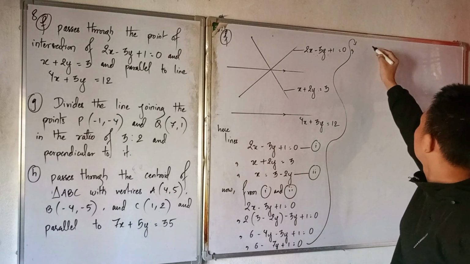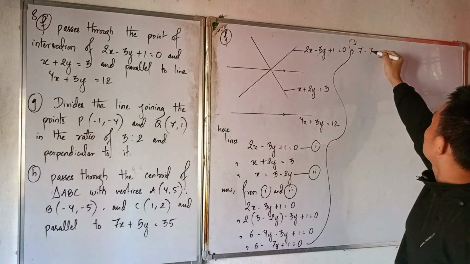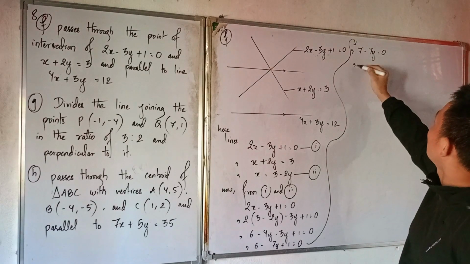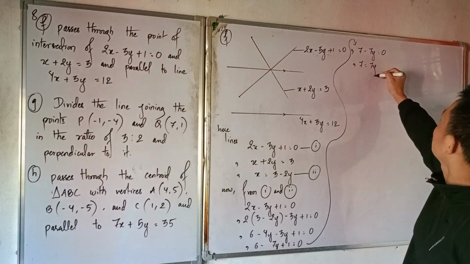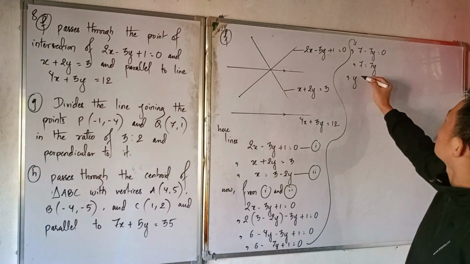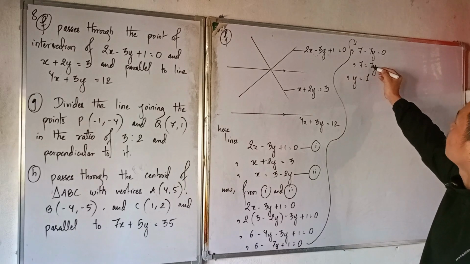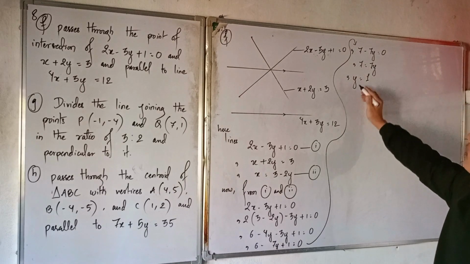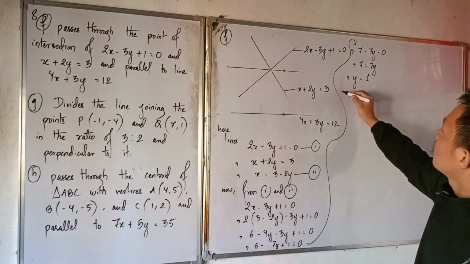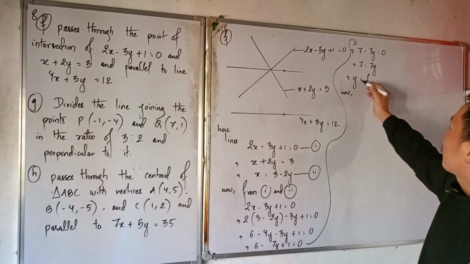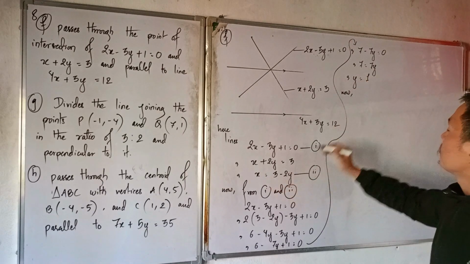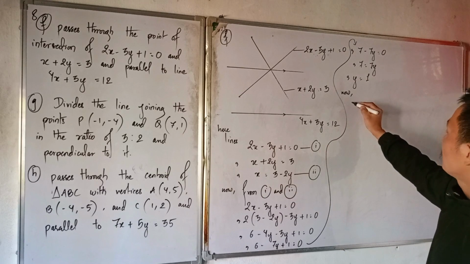Or 7 minus 7y equals 0, or 7 equals 7y, or y equals 1. Just divide: this 7 goes to the denominator on the other side, and you will get the value of y equals 1. Now since you get y equals 1, you just substitute the value of y there in equation 2.